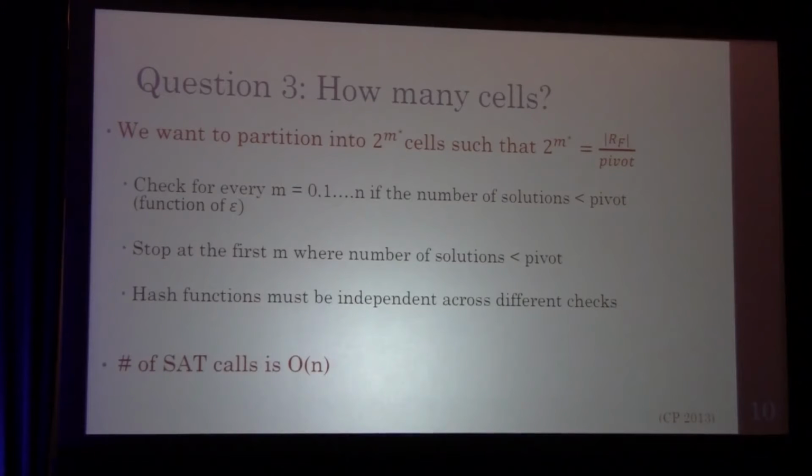So the number of SAT calls in this case is just linear in the number of variables, because we will be checking for m from 0 to n. So in the worst case, we will be making order of n calls to the SAT solver.